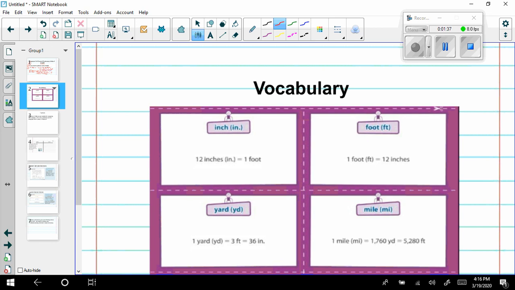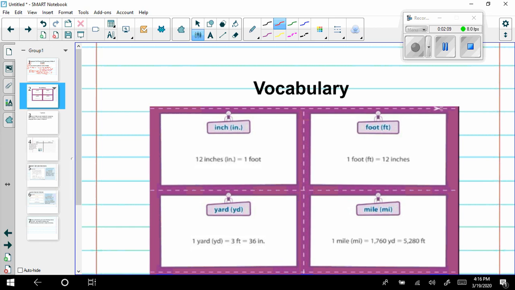You guys do have vocabulary in this topic, and these are important things that you need to know. Oftentimes there'll be a little bank for you, but if there's not, we just need to know. So a ruler is 12 inches, so 12 inches is equal to 1 foot. 1 foot then is equal to 12 inches. A yard is 3 feet or 36 inches, and then 1 mile is 1,760 yards or 5,280 feet.